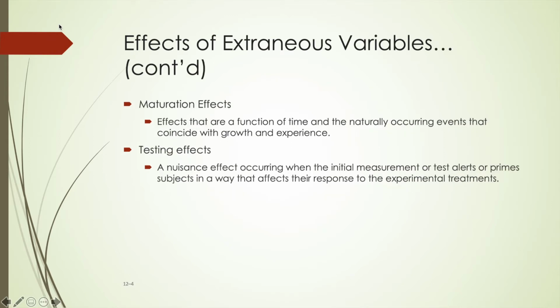Maturation effects are changes that take place over time that will alter your experiment. For instance, you may have an individual or individuals that you're experimenting with, and as they grow older, they may change and you may get different results. For instance, you may see their exercise habits changing as they grow older, maybe 5 or 10 years down the line. So you're going to have that as well.